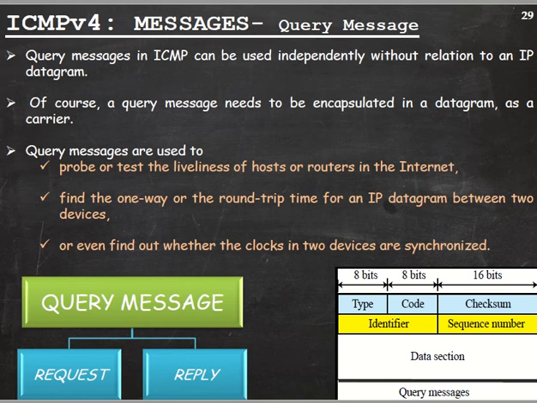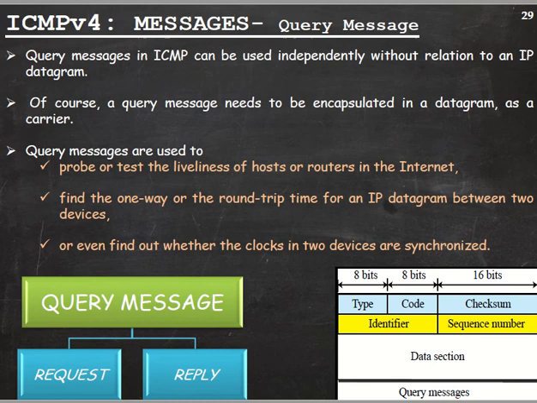Query messages will be in the form of a couple, or a pair. There will be one request, and in response to that there will be a reply. So I repeat, query messages are used to test the liveliness of a host or router in the internet. They are used to find the one-way or two-way round trip time for an IP datagram between the two devices, or even to find out whether the clocks in the two devices are synchronized or not.